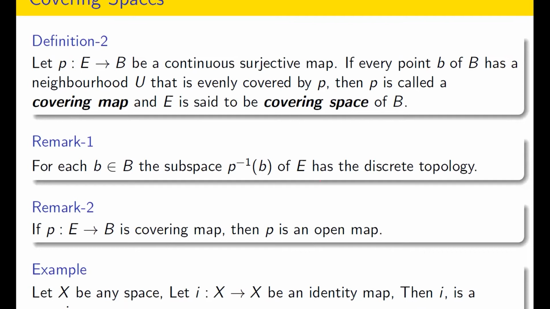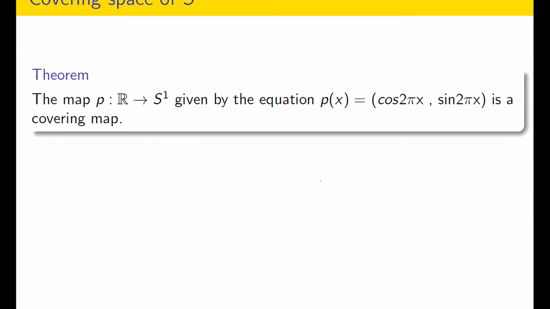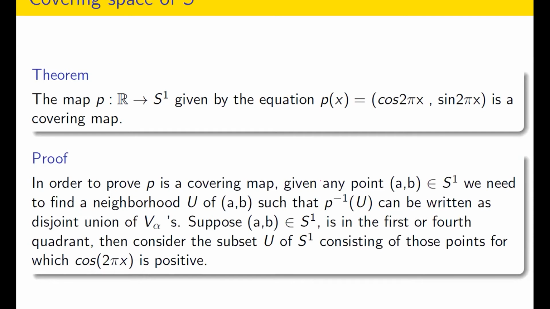Now we will go to a non-trivial example, the covering space of S1. Here we will prove that the map P from R to S1 given by P of x equals (cos 2 pi x, sin 2 pi x) is a covering map. So we have to prove it is a covering map. In order to prove this, given any point (a, b) in S1, we need to find a neighborhood U of (a, b) such that P inverse of U can be written as a disjoint union of V alphas, and the other condition, that the restriction should be a homeomorphism. So first we will concentrate on this.